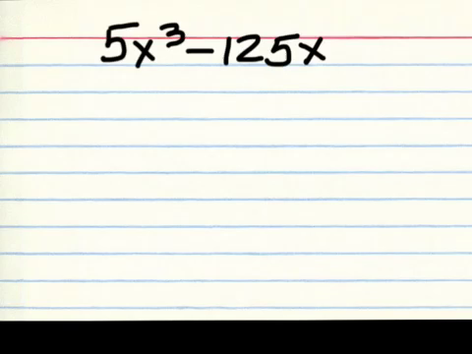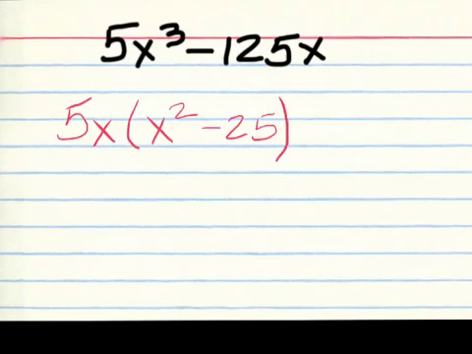If you factor out a 5x from this one, you're left with x squared minus 25. Now a difference of two squares is in there, so keep your 5x. The square root of x squared is x. The square root of 25 is 5, and you need to alternate signs.